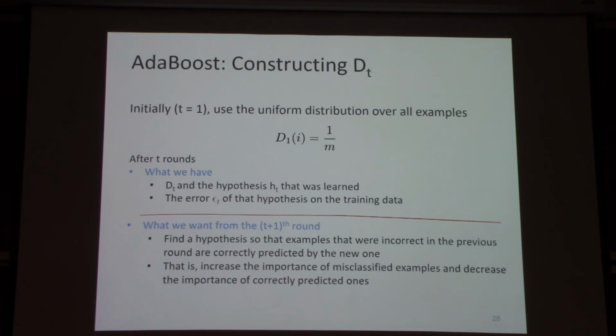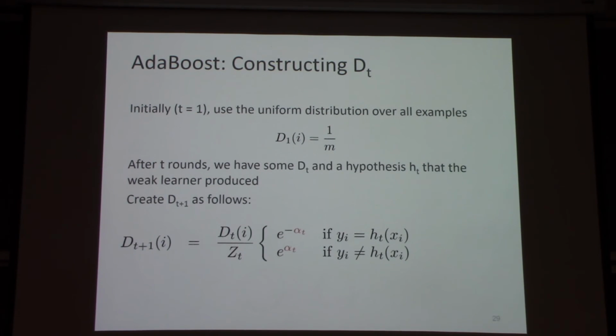In fact, let's go to the update rule. The update rule is pretty simple, though it seems rather complicated. Let's deconstruct it. You have a dt, like d1 for example, that's here. On an example that you were okay on, you multiply it by e power minus alpha t. Ignore the z for now. The z is just a normalizer that says all of them have to add up to 1. On an example that you were okay on, you multiply it by e power minus alpha t.